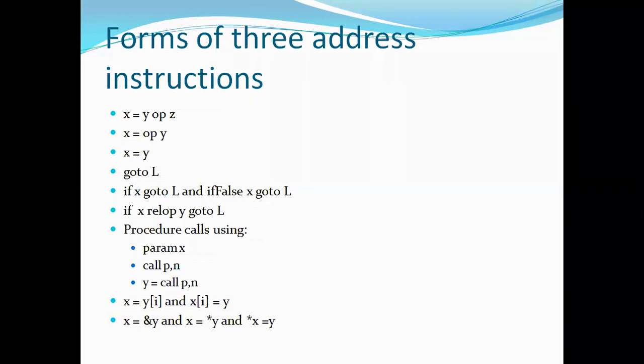And goto L. Goto L is an unconditional jump. And conditional jumps are if x goto L and if False x goto L, and if x relop y goto L. These are the conditional jumps, while goto L is an unconditional jump. And all these are language constructs. For the language constructs, how to represent an intermediate code form, that's what we're learning here, right?